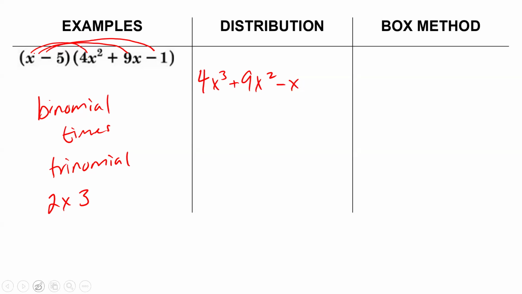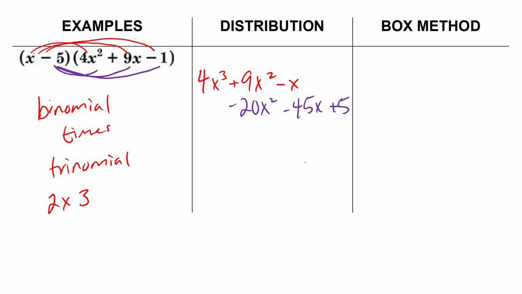Now we're going to go on to the 5 and distribute negative 5. So negative 5 times 4x squared gives us negative 20x squared. Negative 5 times 9x gives us negative 45x, and then negative 5 times negative 1 gives us positive 5.